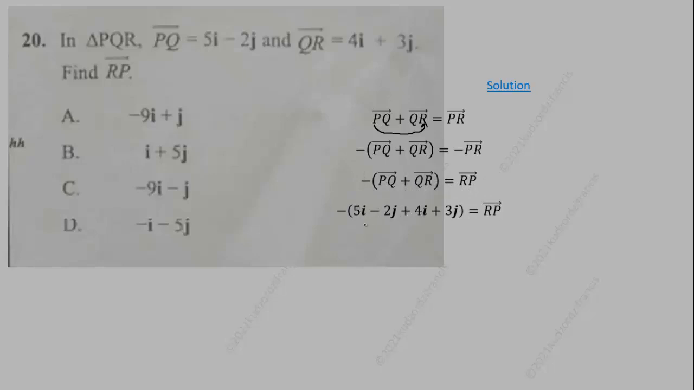5i and 4i will give us 9i. Negative 2 plus 3 will give you positive 1, positive j. So this will give us negative 9i minus j.